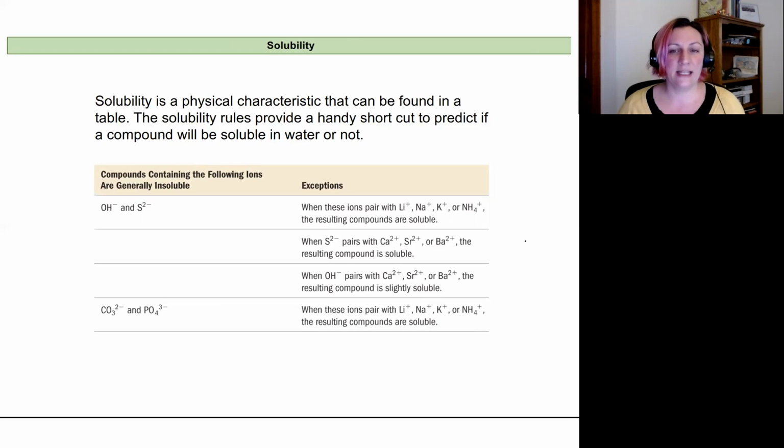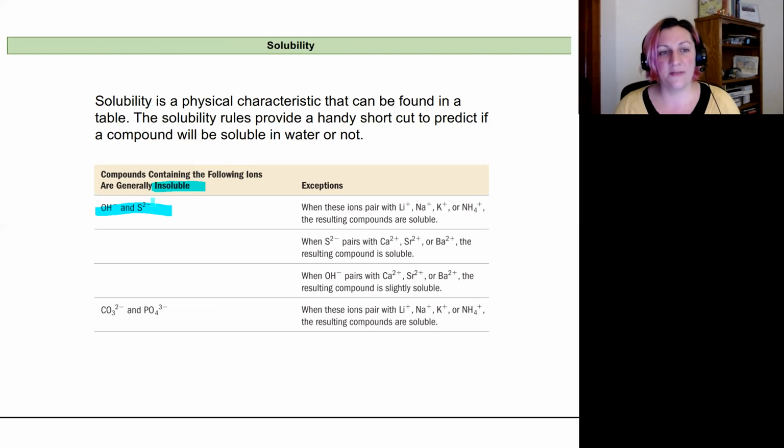So a chart like this is an abbreviation. This is just an excerpt of the chart. It says that ions are generally soluble or insoluble in water, with a series of exceptions. So here I've shown the example of insoluble compounds. Usually we see hydroxide and sulfide ions in ionic compounds are insoluble in water.